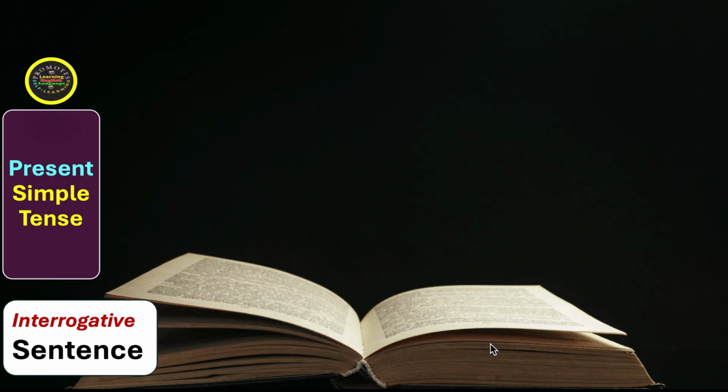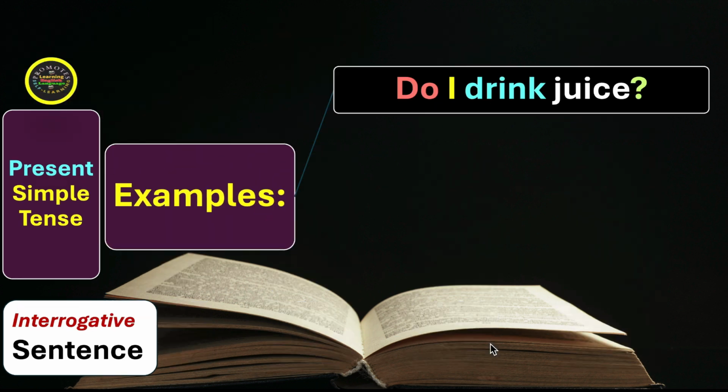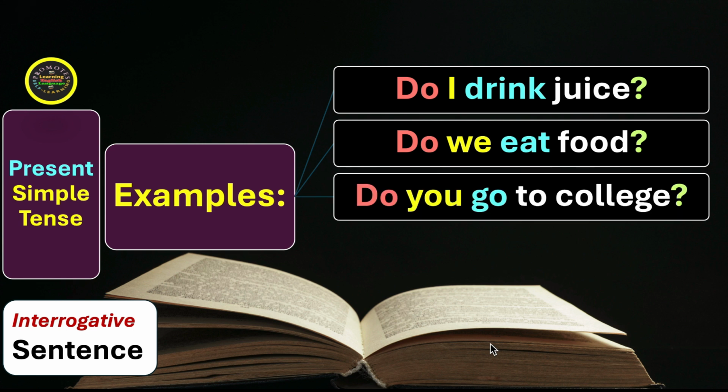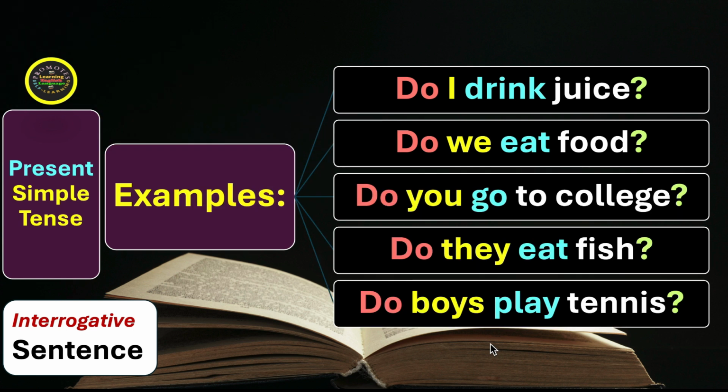We continue our discussion. Now see the examples. Do I drink juice? Do we eat food? Do you go to college? Do they eat fish? Do boys play tennis?